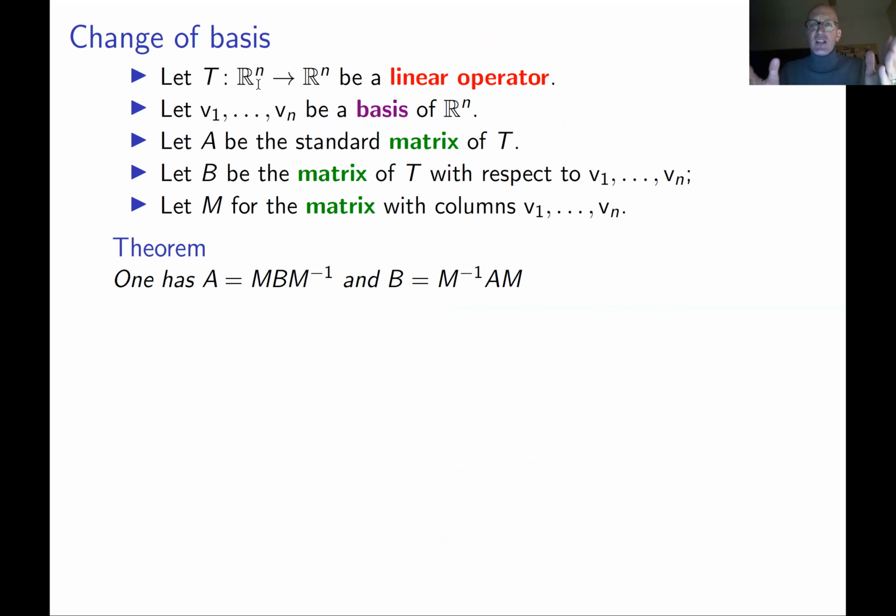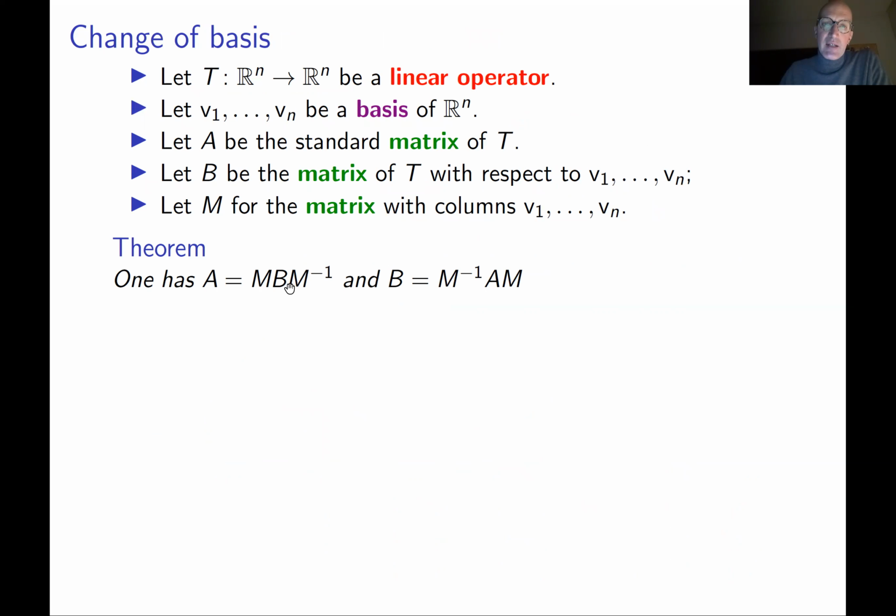This is a matrix with columns V1, ..., Vn. Just take these basis vectors V1, ..., Vn and put them as columns of a square n times n matrix. We call this matrix M. And then these matrices are related by these two equalities.